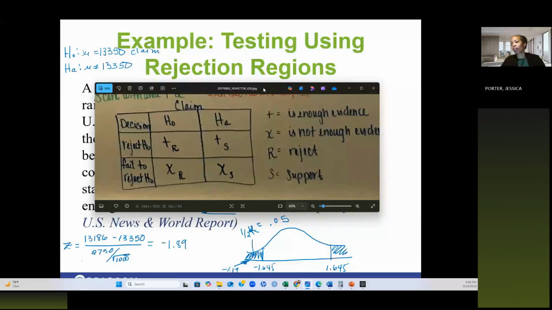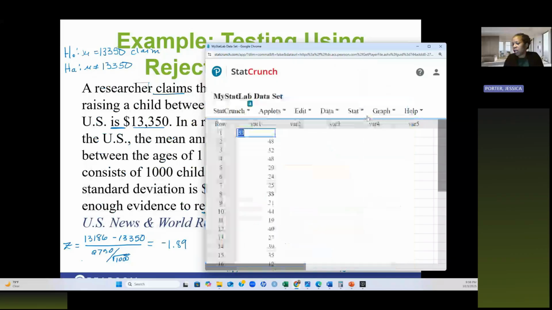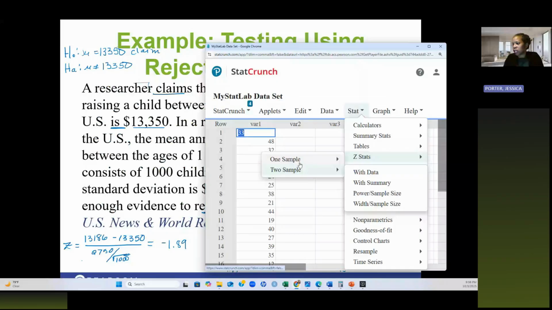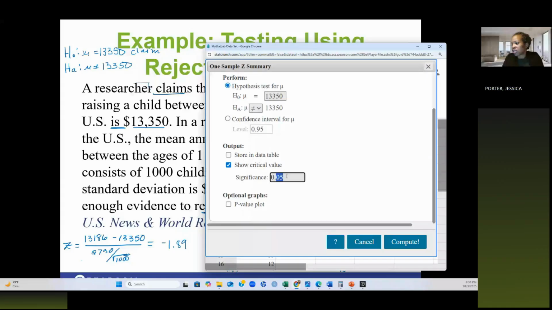But again, there's two ways to do this. So if you wanted to use the p-value method, z-stat, one sample with summary, put in your sample mean, which was 13,186, and the standard deviation, which is 2750. The sample size was 1,000. Hypothesis test not equal to, and this should be 13,350. I want to show the critical value, and the significance level is 0.10. And compute.